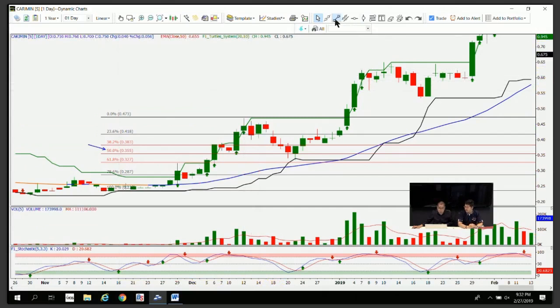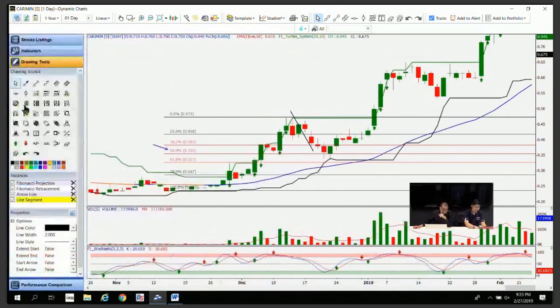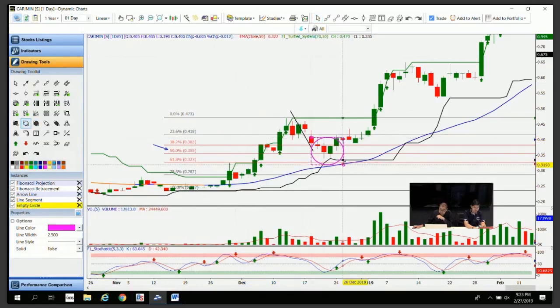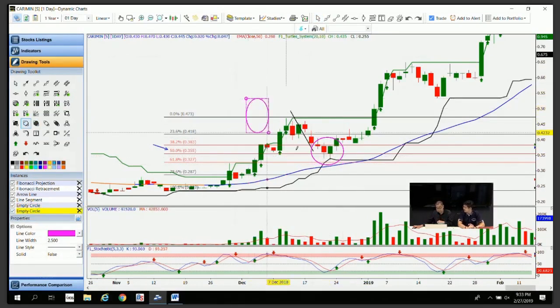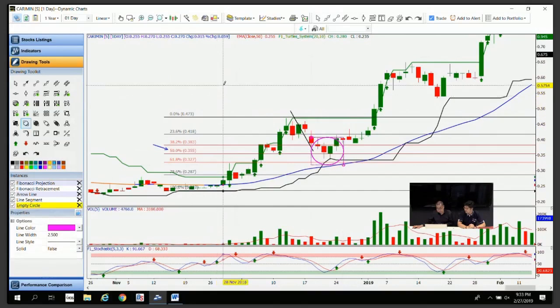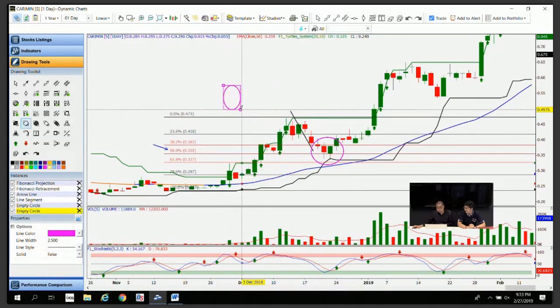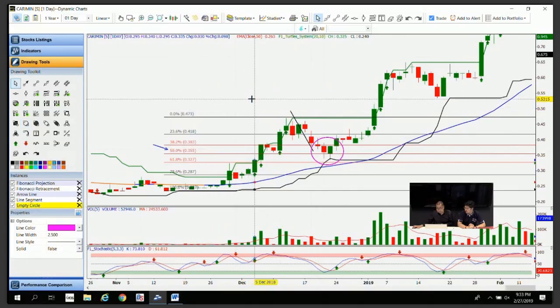So what are the conditions? There are 5 conditions. We have a pullback towards the 50, and then one more: you must have a Japanese candlestick buy signal here. That's the fifth. So there are 5. So now let's look at the fifth one. All right, and there you are.